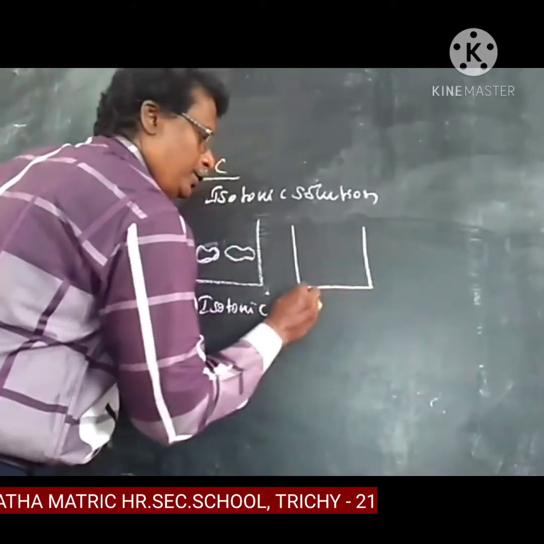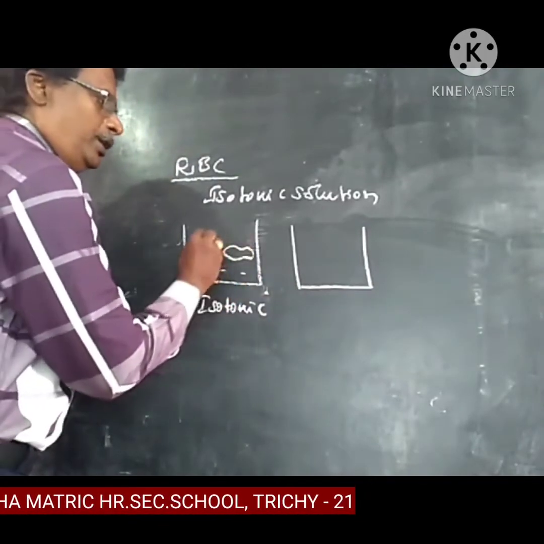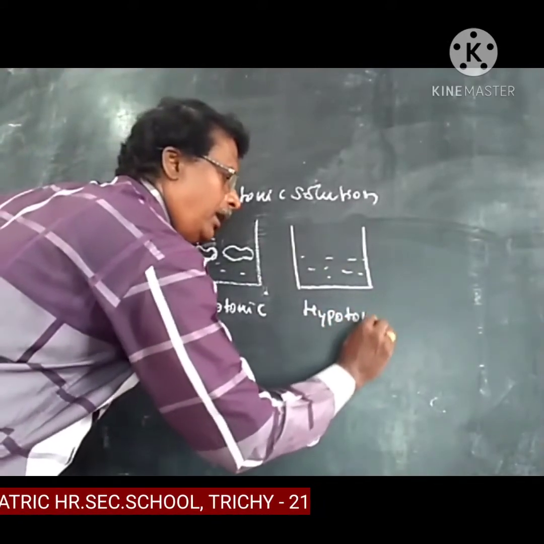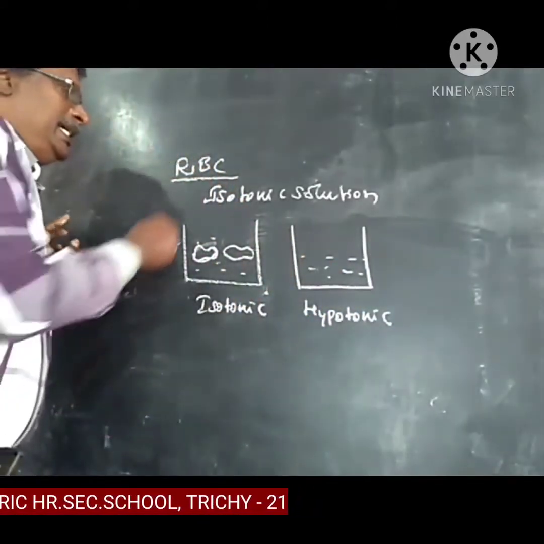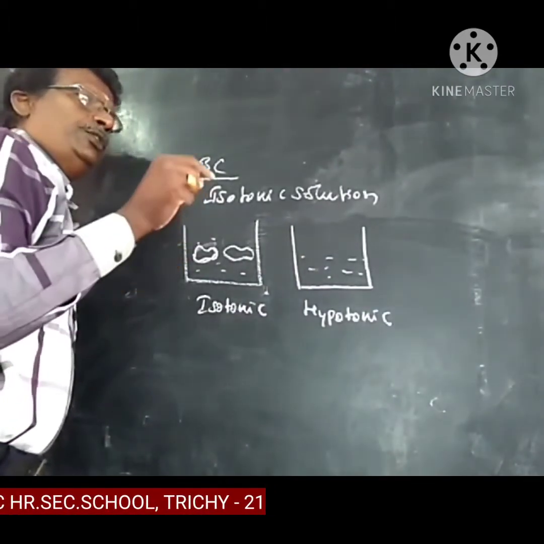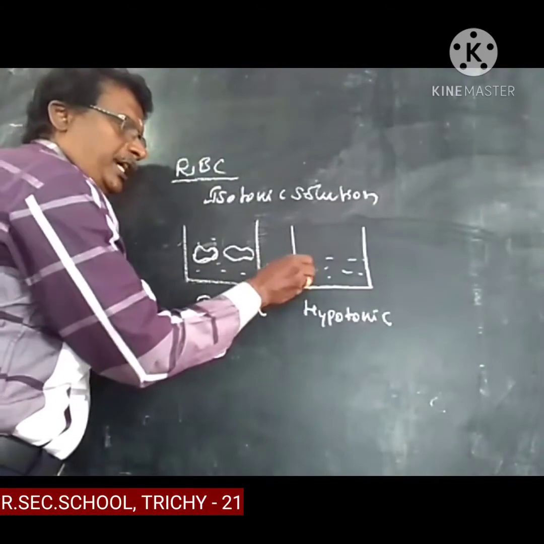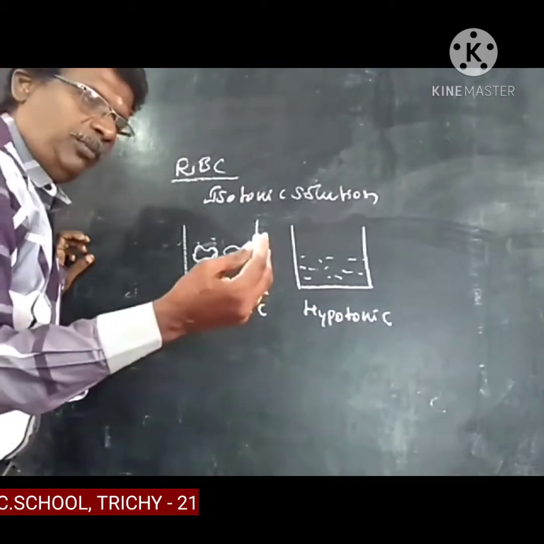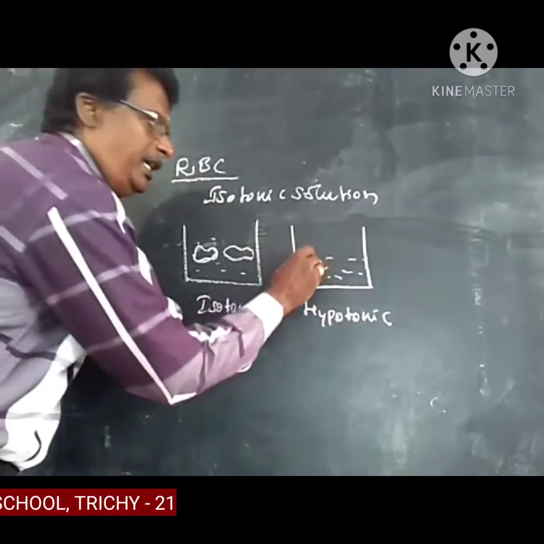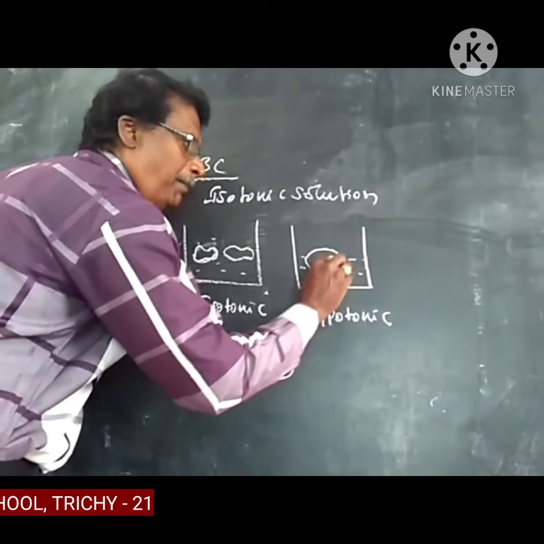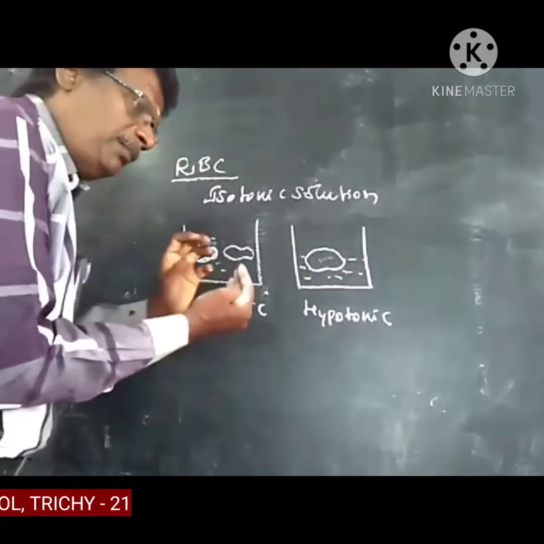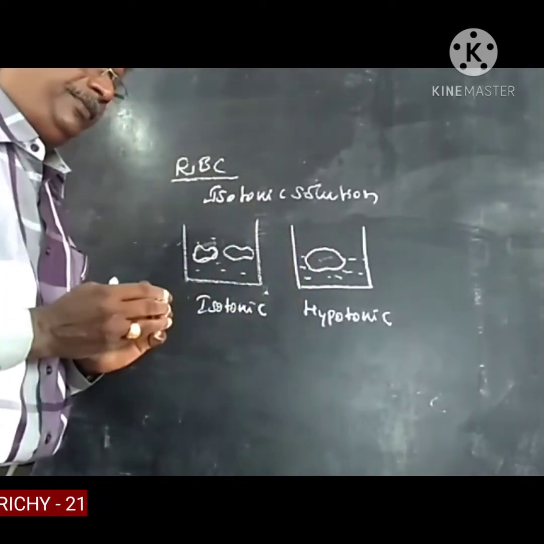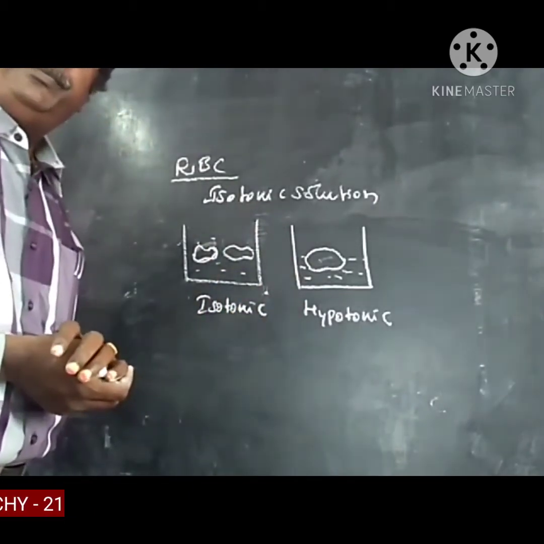But when the RBC is put into a hypotonic solution, it means inside the cell there is a higher concentration and outside, in the surrounding medium, there is a low concentration. So water molecules enter into the RBC, and the RBCs become bulged in a hypotonic solution.